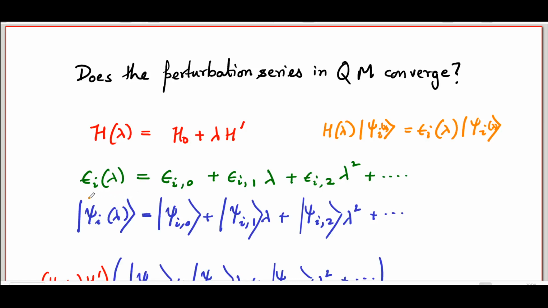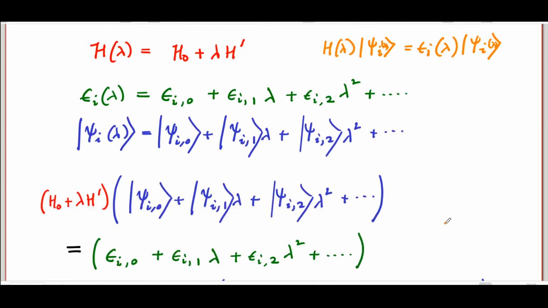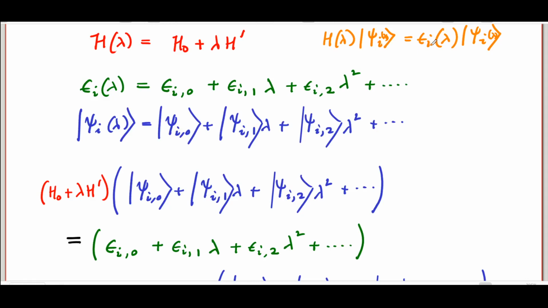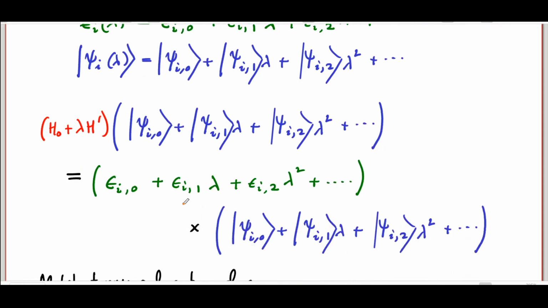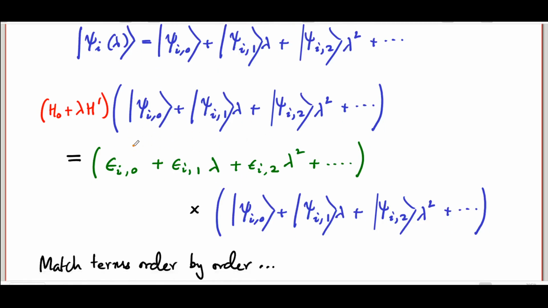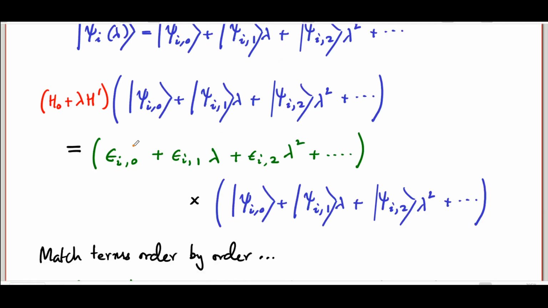Similarly, we also expand the eigenket psi i of lambda in a series of eigenkets in powers of lambda. The next step is simply to plug this in the equation H of lambda psi i of lambda is epsilon i of lambda psi i of lambda, and once I do that, I get a rather complicated looking equation. What makes my life easy after that is that I can take these terms order by order in powers of lambda on both sides, and get a series of equations which gives us the various coefficients that we are looking for.